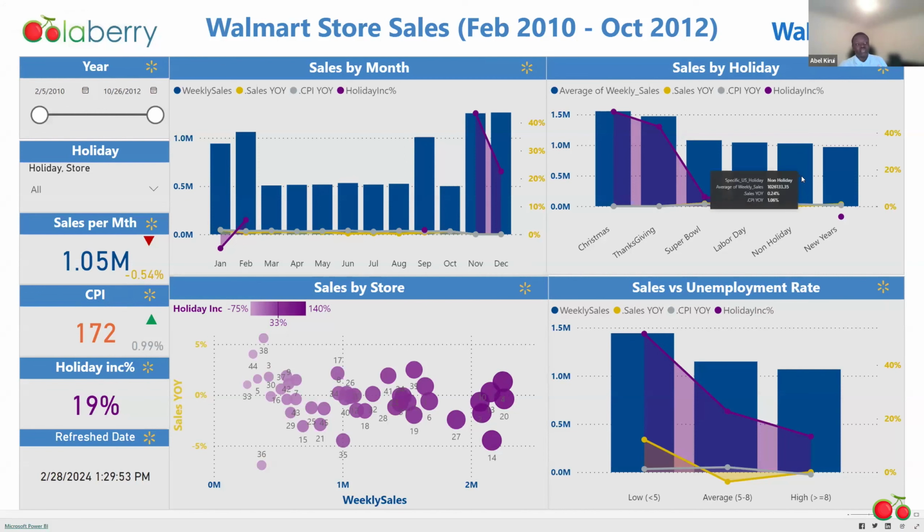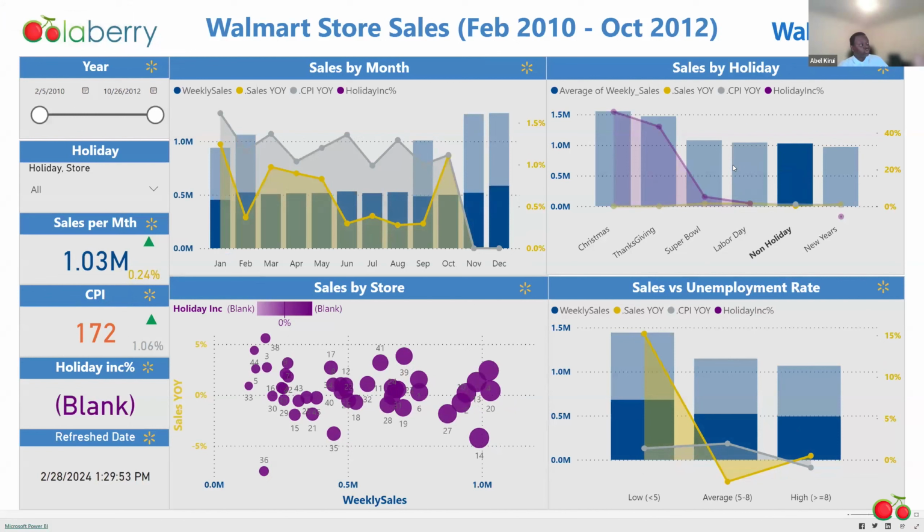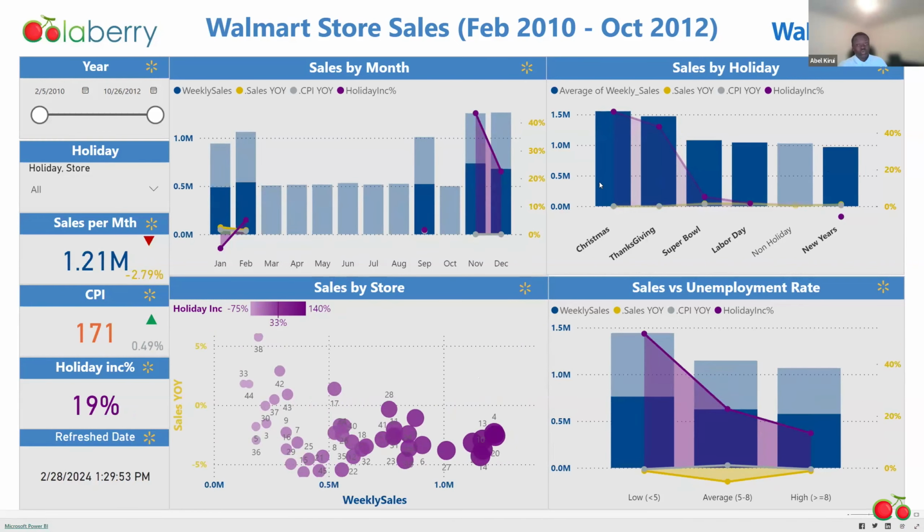If we look specifically at non-holiday sales on the top right chart, we could see that sales per month on average during non-holiday weeks was at 1.03 million. And CPI, which tells us if customers are willing to spend or not, was at 172. But if we look at the different holidays, we could see that sales increased by 19%, which is at 1.21 million, and CPI was even lower, which tells us that during holiday weeks, customers are willing to spend more, but we cannot really say that since we have more non-holiday weeks compared to holiday weeks.